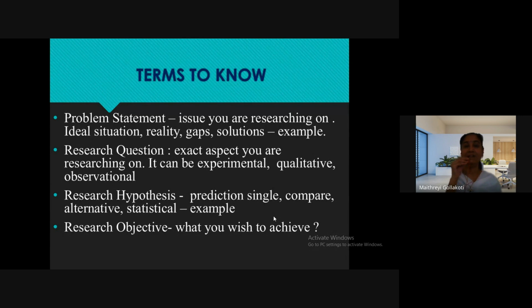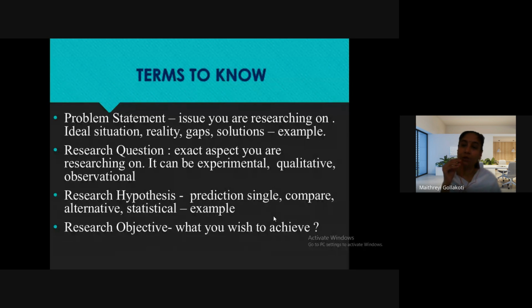The next thing is the research question. What is the research question? See, there are some aspects of the topic. Suppose I am using again the example of social media, so social media is your problem statement. But the research question depends on what I am working on. If I am working on the impact of phones on the students, that is one aspect. I can research on the impact of telephones on the parents, that is another aspect.